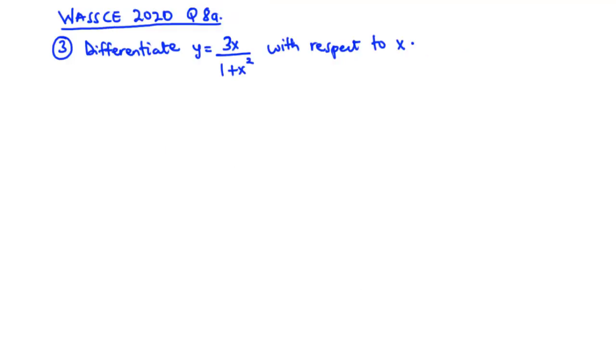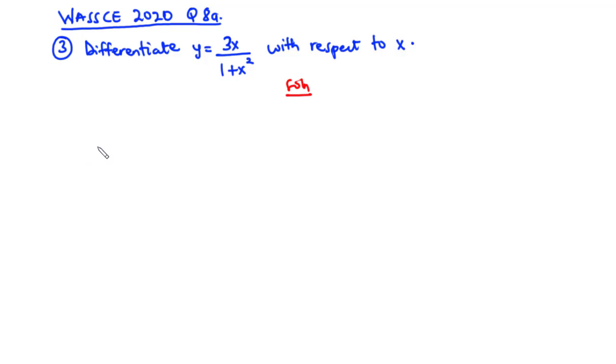So now let's solve our third question. Differentiate y equals 3x over 1 plus x squared with respect to x. Now to solve this question, we need to use the quotient rule to differentiate y.